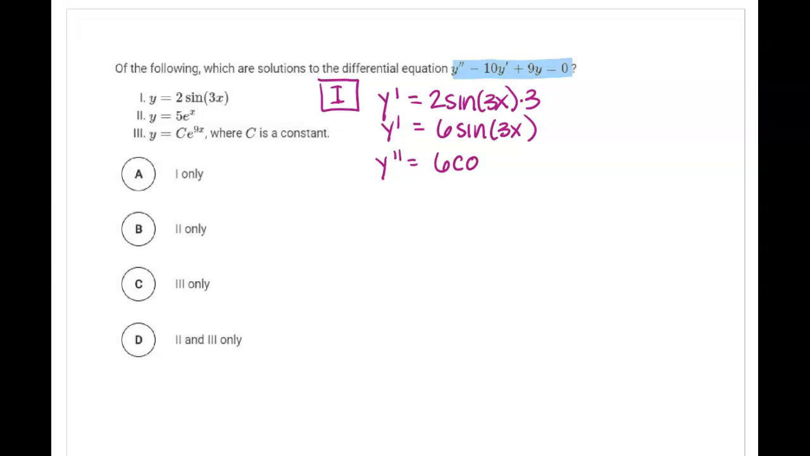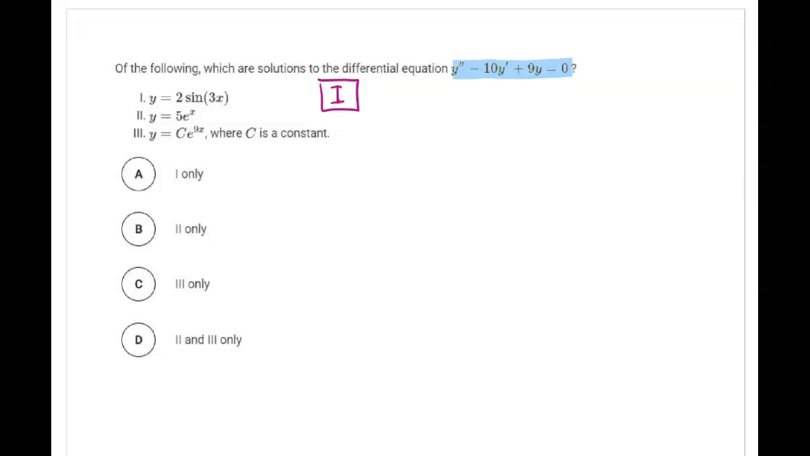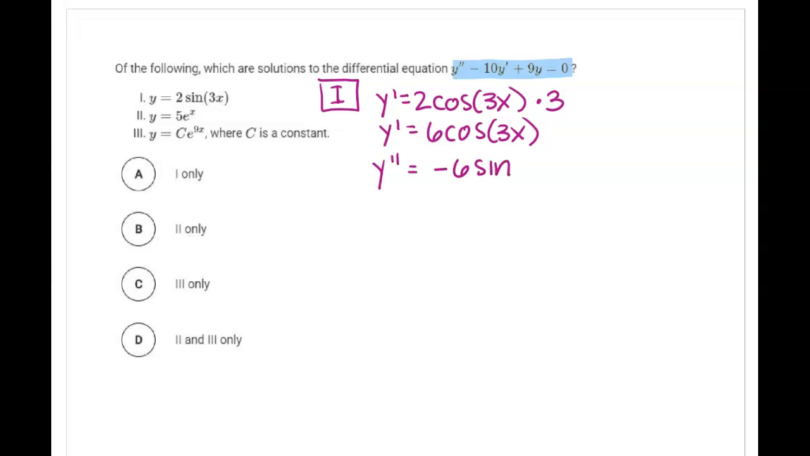Oh, nope. What am I doing? I did not even differentiate correctly. You guys probably got that, right? Yep. So y equals 2 sine of 3x. Y prime is 2 cosine of 3x times 3. That's better. So y prime is 6 cosine of 3x. Y double prime is negative 6 sine of 3x times 3. So y double prime is negative 18 sine of 3x.